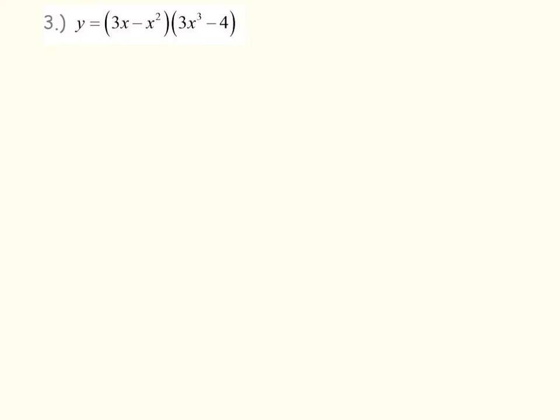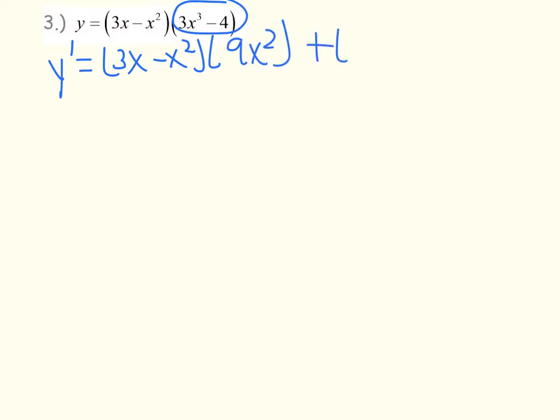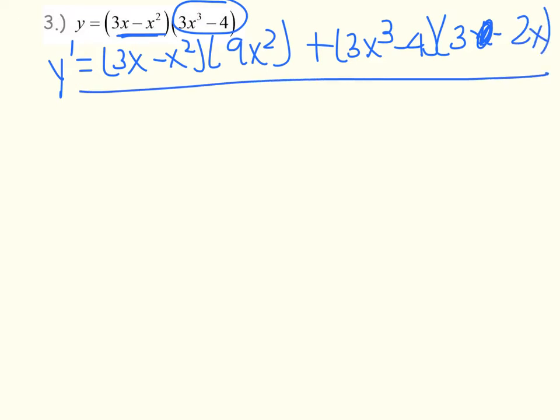Eventually, we hope that you can do this. You can kind of skip that second step. So this product is going to be first function, which is 3x minus x squared, and then just take this derivative. The derivative of 3x cubed is 9x squared, plus second function, which is 3x cubed minus 4, times the derivative of this one, which would be 3x, no, not 3x, would be 3 minus 2x. And then here you are again, this is your derivative.